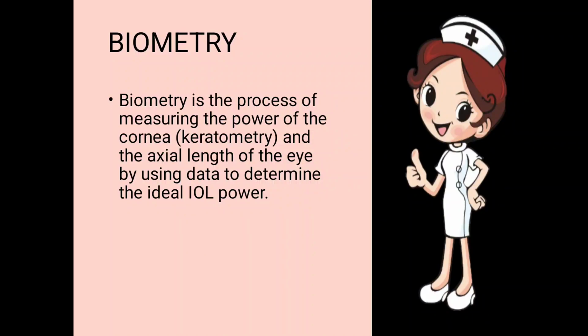Next one, biometry. Now what is biometry? Biometry is the process of measuring the IOL power. IOL is a lens which needs to be implanted in the patient's eye at the time of cataract surgery, because while doing the cataract surgery we are removing the natural lens and placing an artificial lens in the patient's eye. Two measurements are needed for biometry. First one is keratometry, which is the corneal measurement, horizontal as well as vertical measurement of the cornea, and the other is the axial length. Axial length is basically the length of the eyeball.